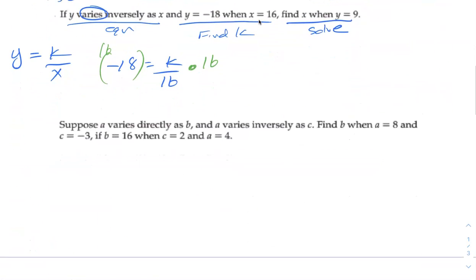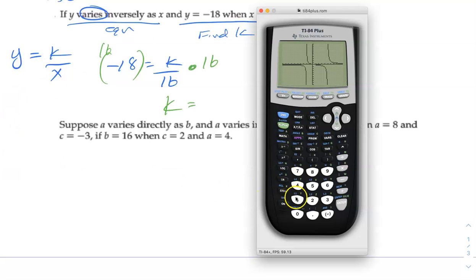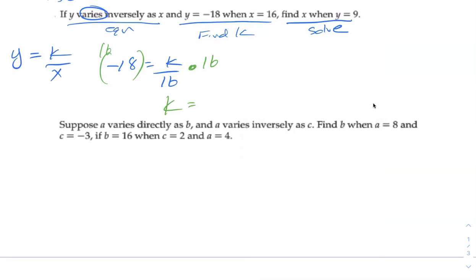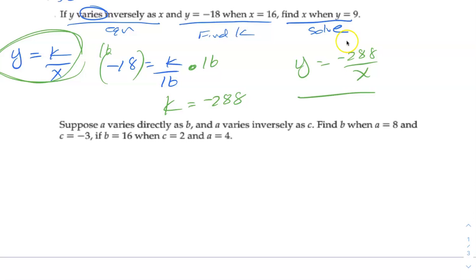So k equals 16 times 18, which honestly I don't know. I'm going to do it here. 16 times 18. Negative 18, but it's the same deal. 288, negative 288. Right, so now I know what k is. I'm going to rewrite this equation to be y equals negative 288 over x. So that's my equation. Now all I've got to do is find this part.